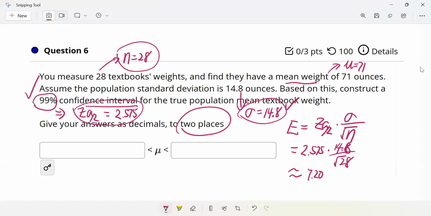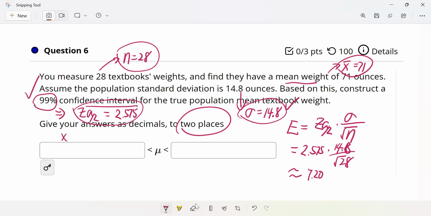Now, once we have the margin error, we know the sample mean. Sample mean is given, because it's 28 Haskell, so we are given the sample mean, not the population mean. We are estimating the population mean.